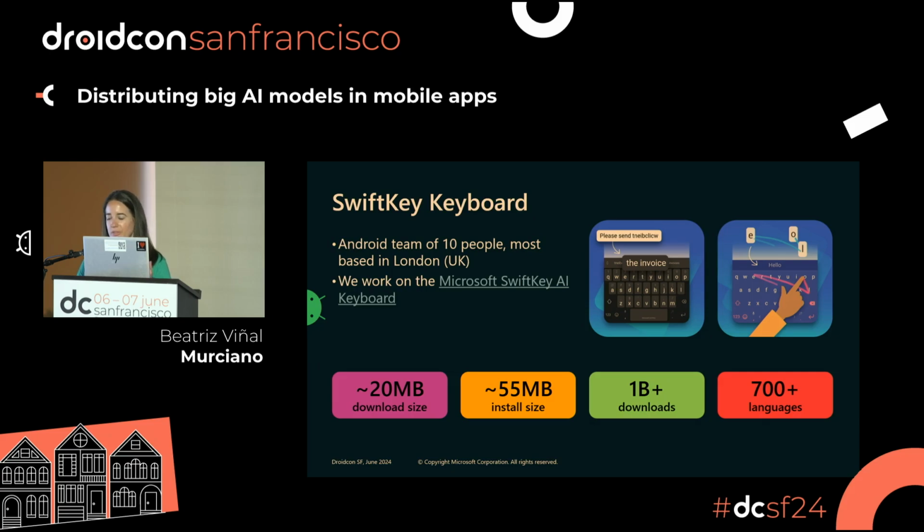So as we work on the keyboard and evolve the product, something we really care about is the app size, which is currently around 20 megabytes download size and 55 megabytes right after installation. And this matters not only because everyone likes small apps and respecting the user's storage is the respectful thing to do, but also because if your app is very big, then users are more likely to uninstall it. And working with device manufacturers becomes more difficult.